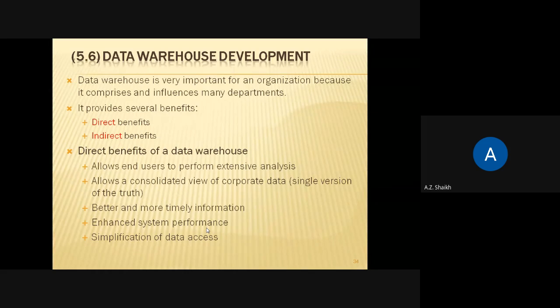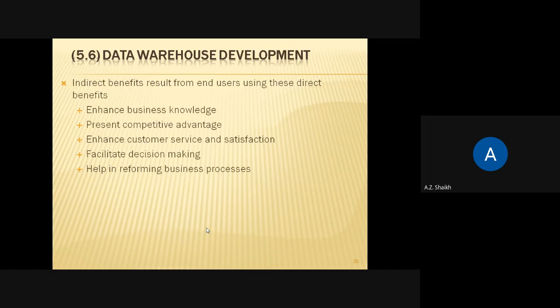Okay, when you use a data warehouse for your organization for decision support, then these are the direct benefits provided by the data warehouse. On the other hand, it provides indirect benefits also. That is, indirect benefits result from the end user using these direct benefits. The indirect benefits are: enhance business knowledge, then present competitive advantage.